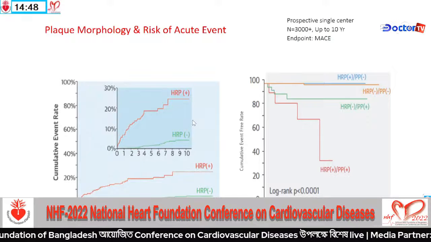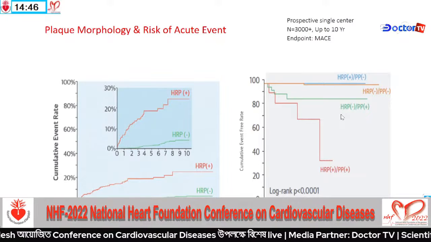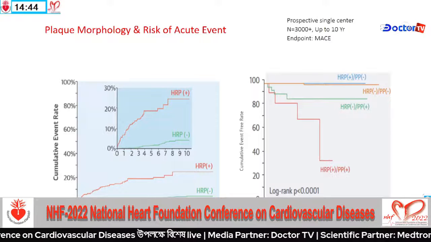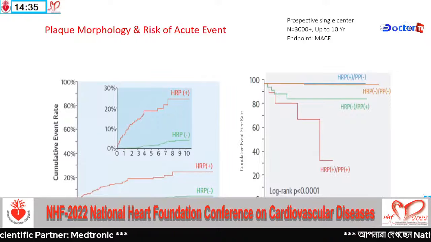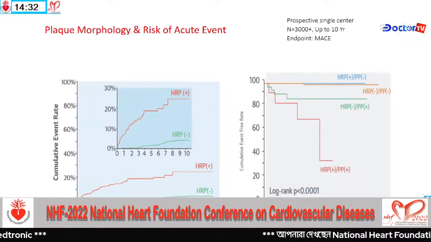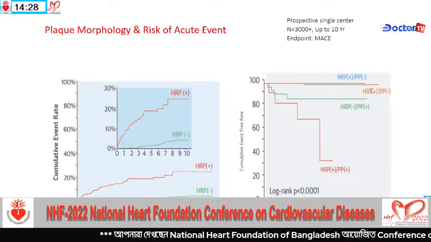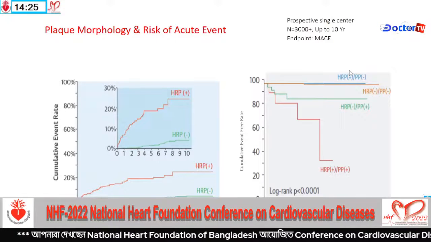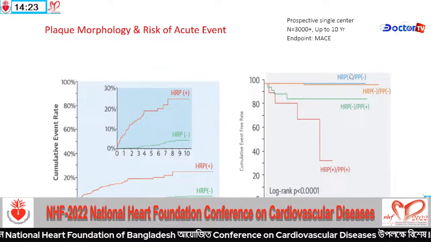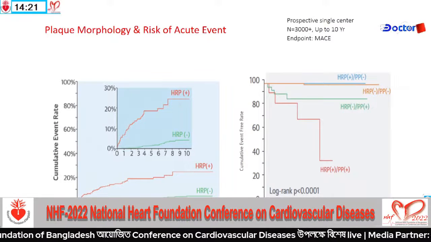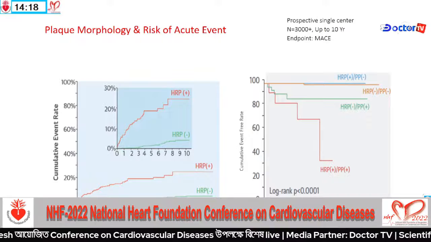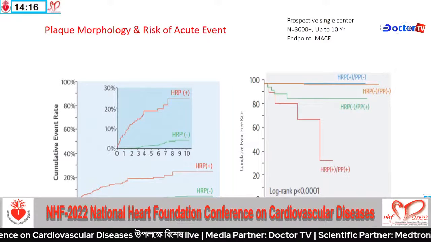Now, if we have the serial CT angiograms in these cases, you will see that if the plaque shows progression, that is those where the necrotic core has increased in size over a period of time, there is a greater likelihood of having an event, and it is 35 times higher as compared to the high-risk plaques that do not show plaque progression over a period of time, suggesting thereby that the plaque has to progress before it ends up in an acute coronary event.